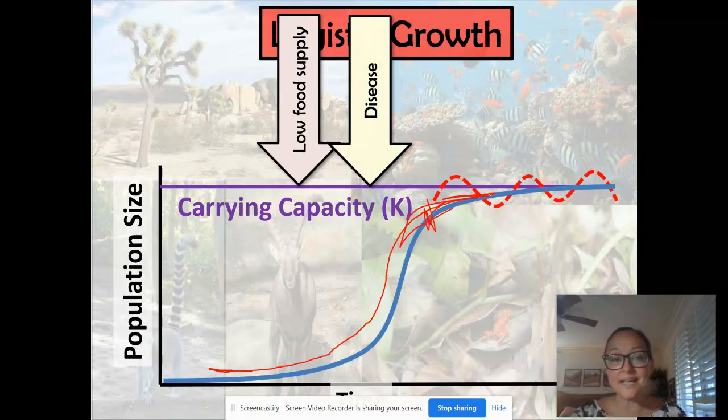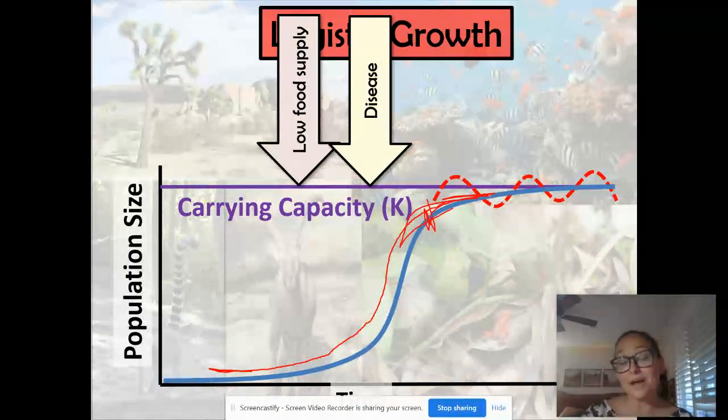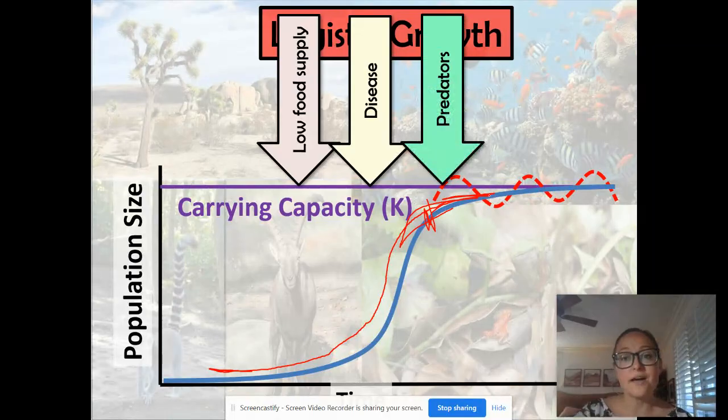Things like disease. As population density increases, disease can spread easier. And right now, I'm recording this during the pandemic of 2020. So you can see when we talk about social distancing, spreading out makes it harder for disease to spread. So if you have high population densities and lots of crowding, disease can spread much easier. And that will limit how big a population can grow.